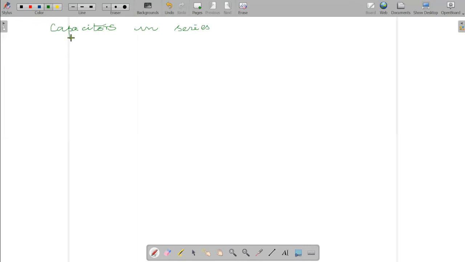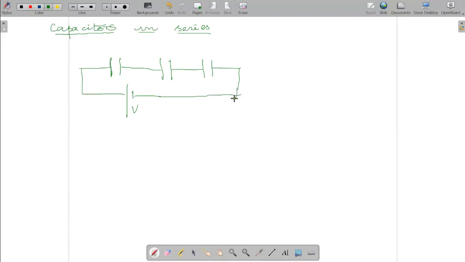Okay, so to explain this, let us consider 3 or 4 capacitors connected in series. Let us take 3 capacitors. They are connected in series to a battery of V volt. V is the potential difference of the battery. C1 is the capacitance of the first capacitor, C2, C3. We imagine the 3 capacitors are different and the charge is given.